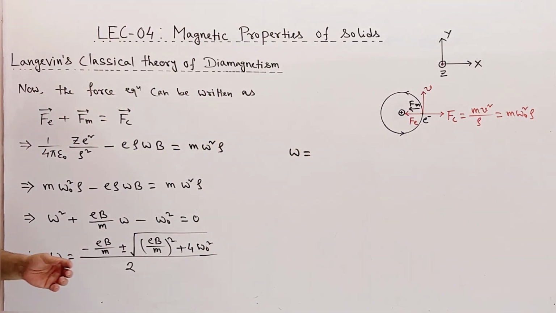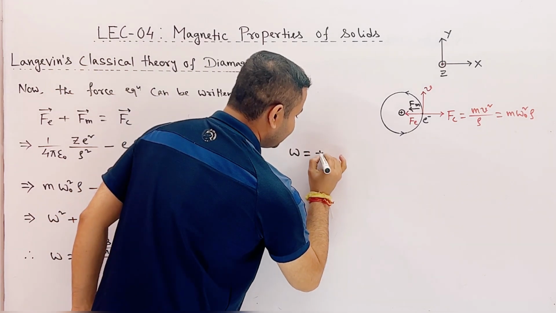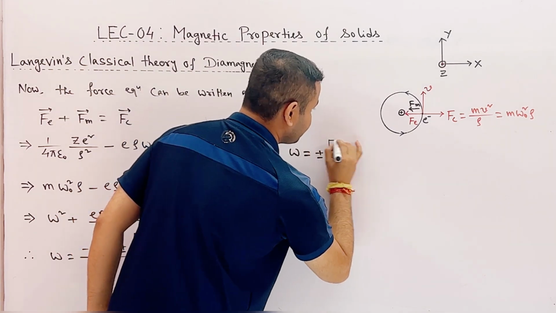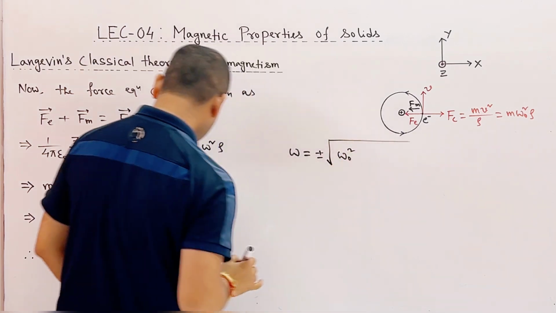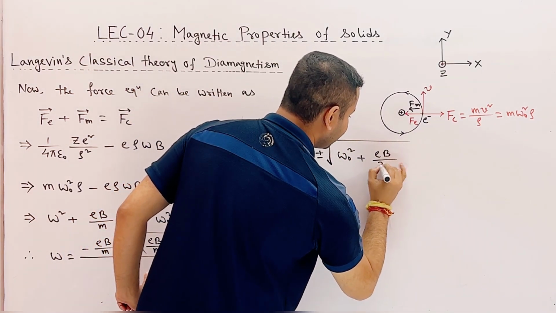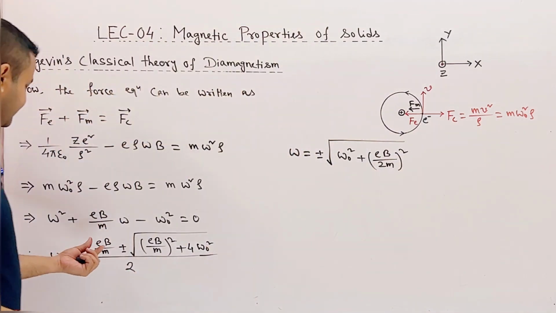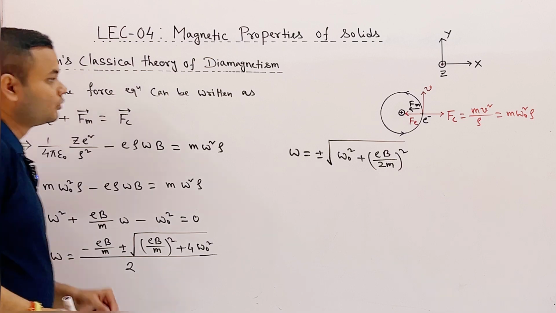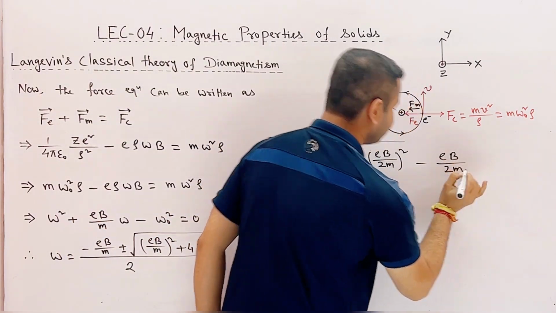So after simplifying, we will get omega as, so first let us divide this term by 2. So we will get plus minus root over omega naught square plus eB divided by twice m whole square. Next, let us divide this term by 2. So we will get minus eB divided by twice m.